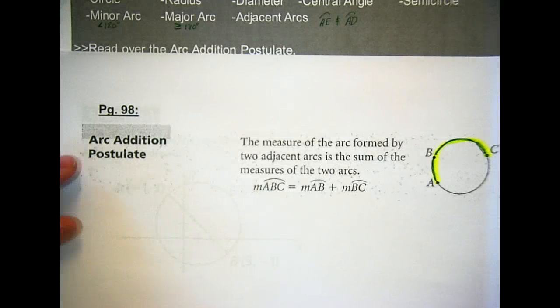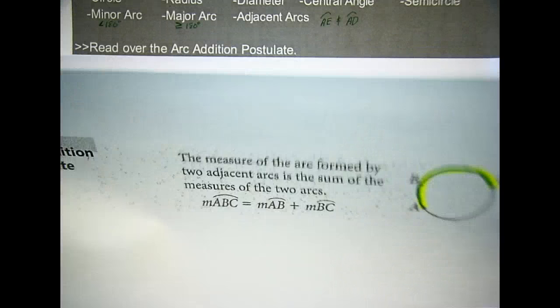Okay? It's like if you have one candy bar and you add to it another candy bar and you eat both of them, you eat the big long candy bar. Okay? That's really what you're doing. All right. That's the arc addition postulate.